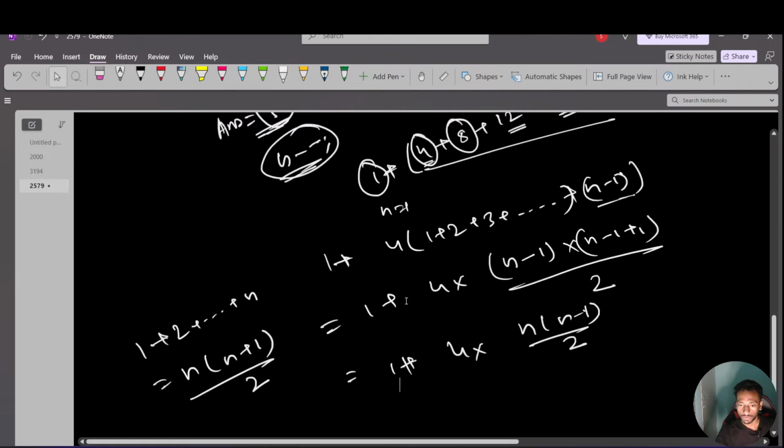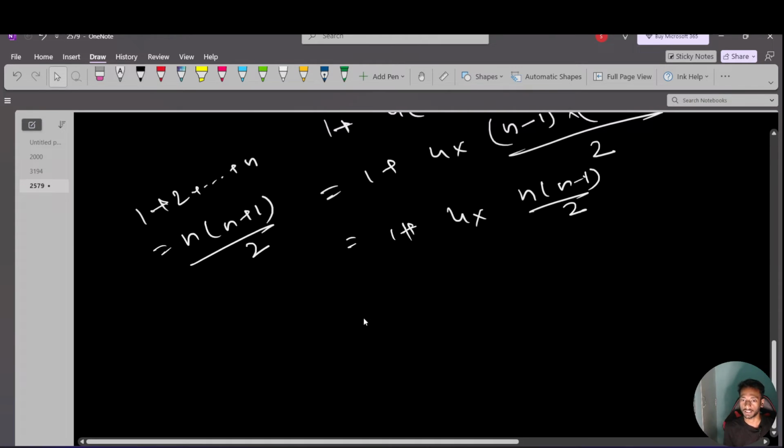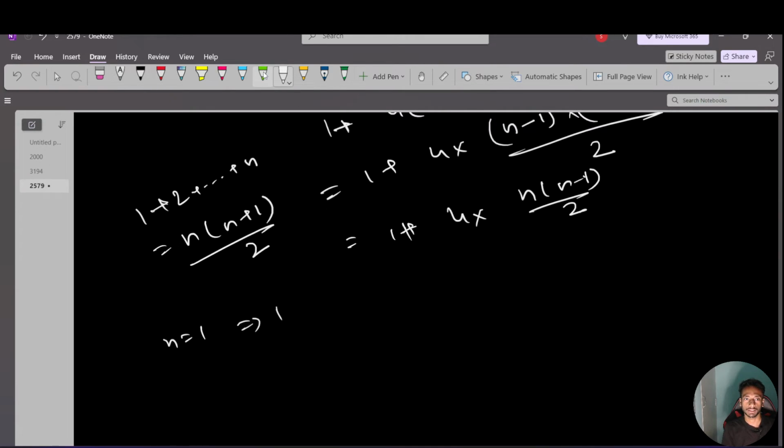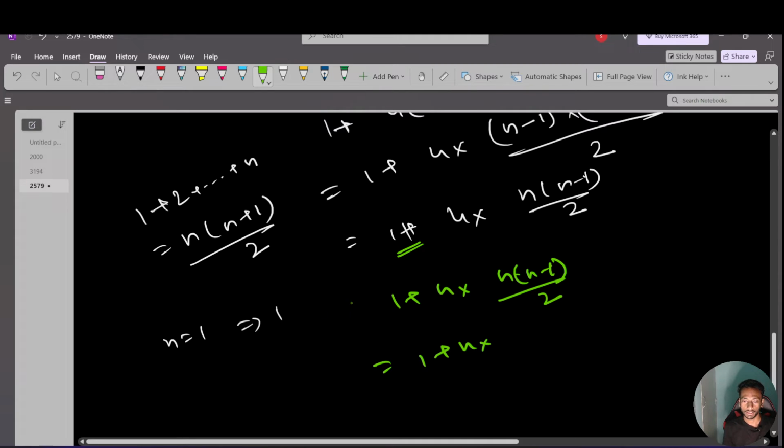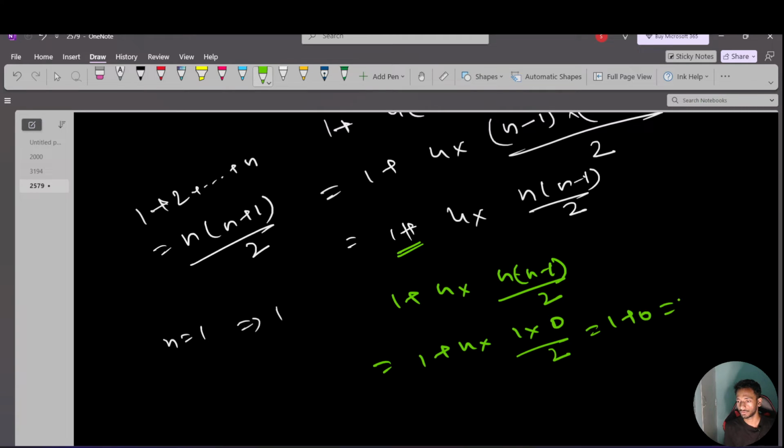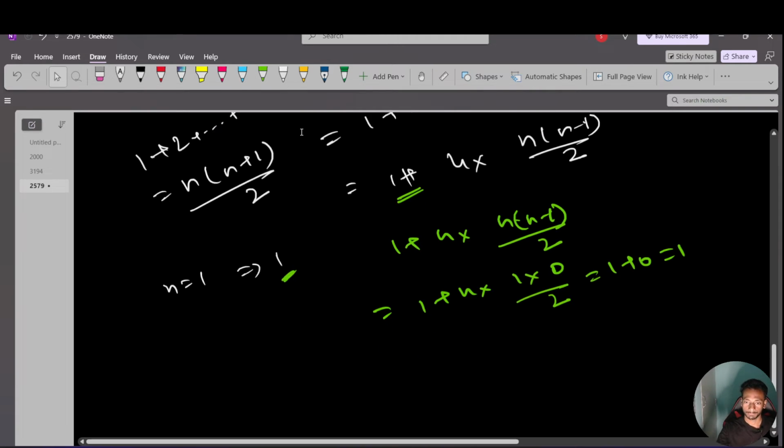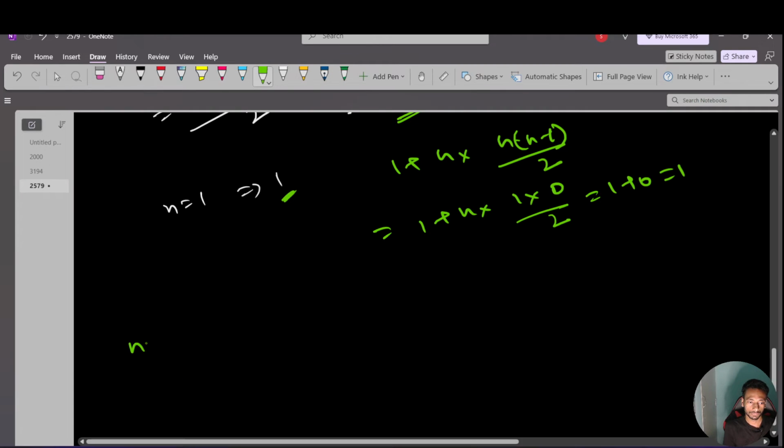This is clear. Now you can also practically see that we are getting the correct output. We have seen that for n is equal to 1, our output is 1, right? So if I use this pattern, 1 plus 4 into n minus 1 by 2, here n is 1 and n minus 1 is 0 by 2. So this is ultimately 1 plus 0, this is 1. So this matched.